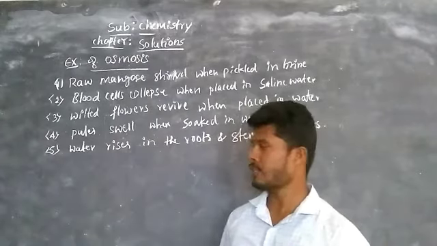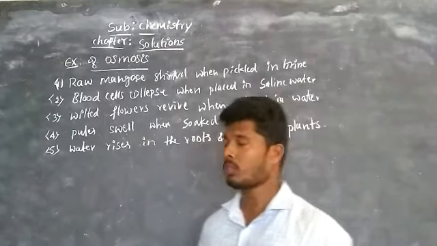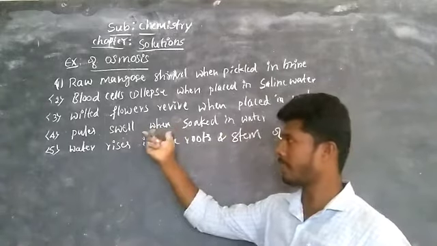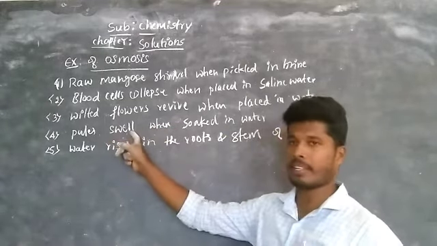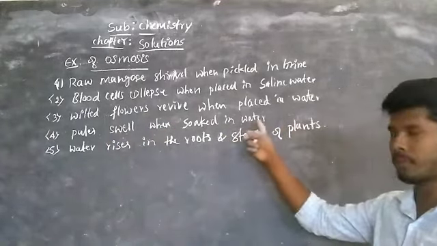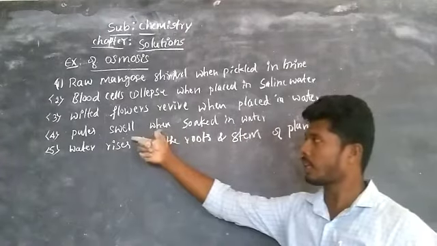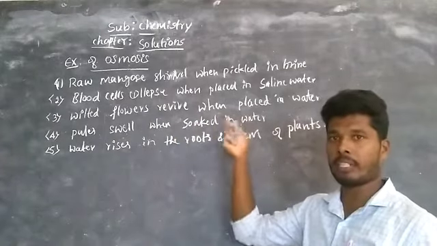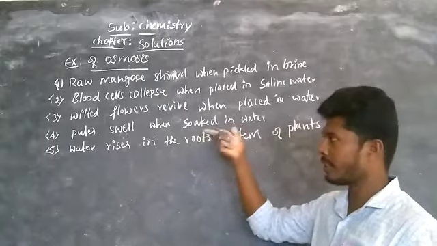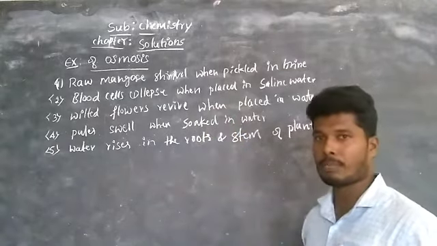This is the continuation of last class video. So observe here, the next application is pulses swell when soaked in water. Means when a pulse is soaked in water, what happens? It swells, it becomes bigger. That is the best example for osmosis.